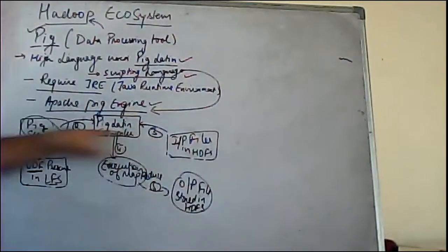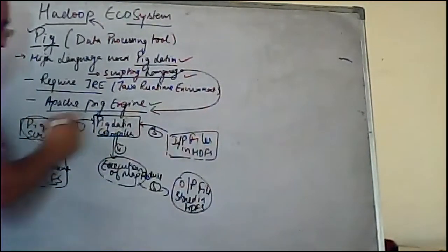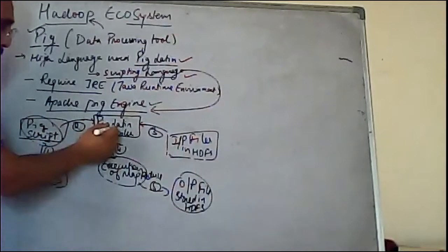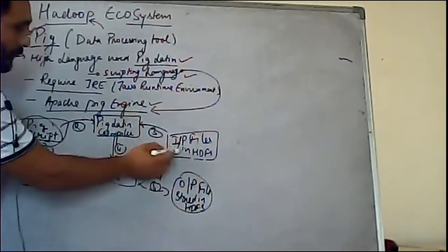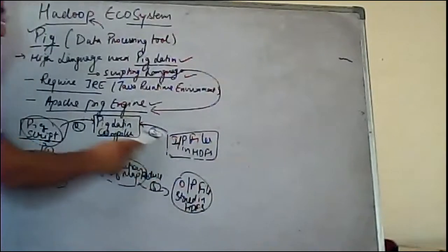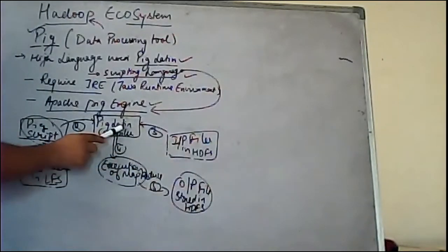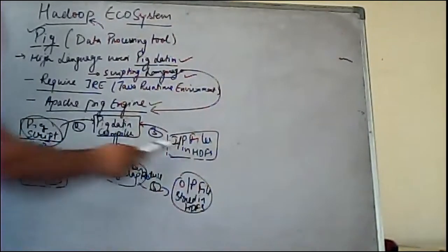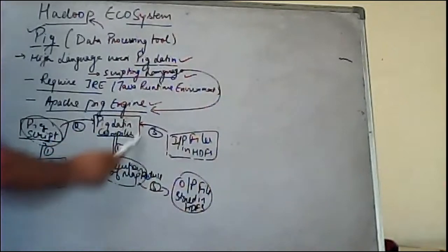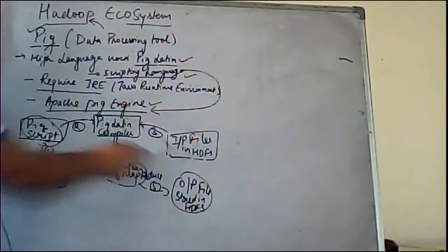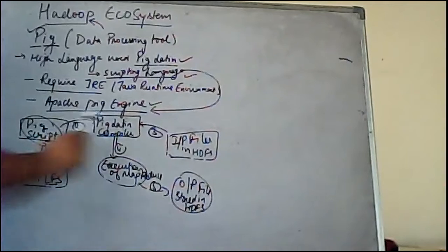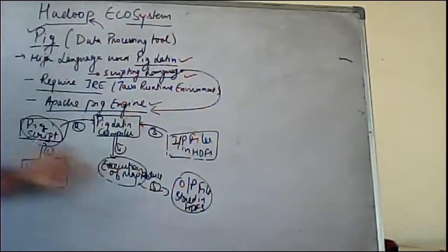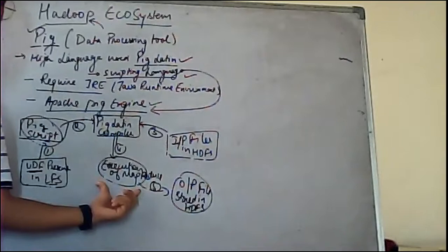HDFS has the data, and this has the Pig script. The script came to the Pig Latin compiler, and the actual data that is stored in your HDFS came from HDFS to the Pig compiler. With both in combination, the compiler will perform its work. From the data and the script from your programming language, it will compile and produce your output, that is MapReduce.